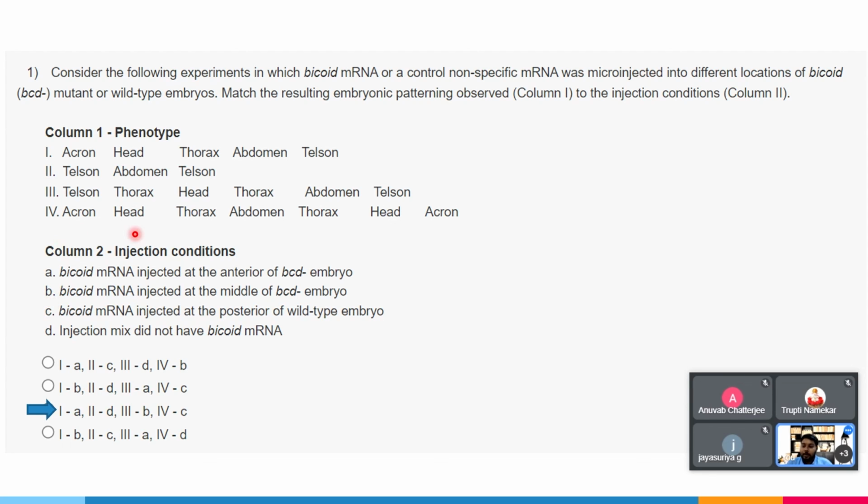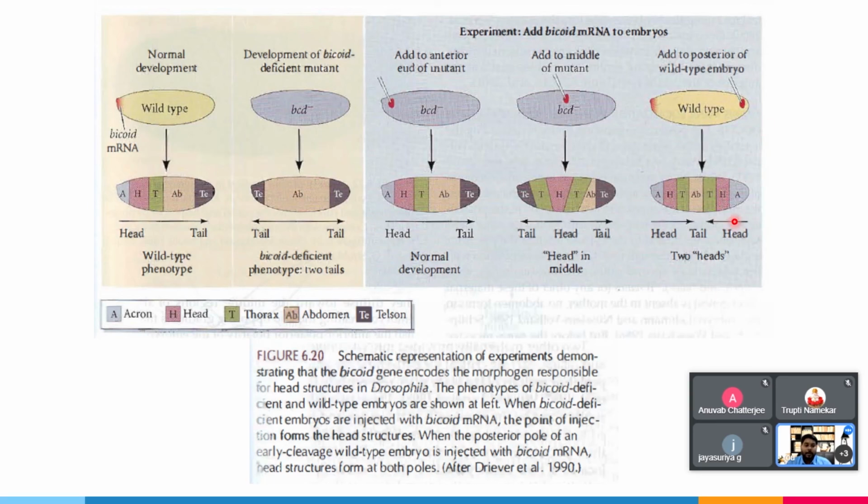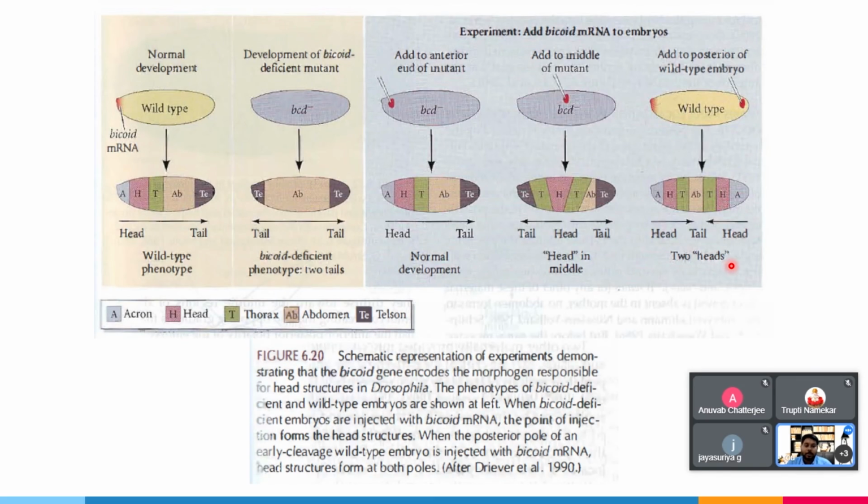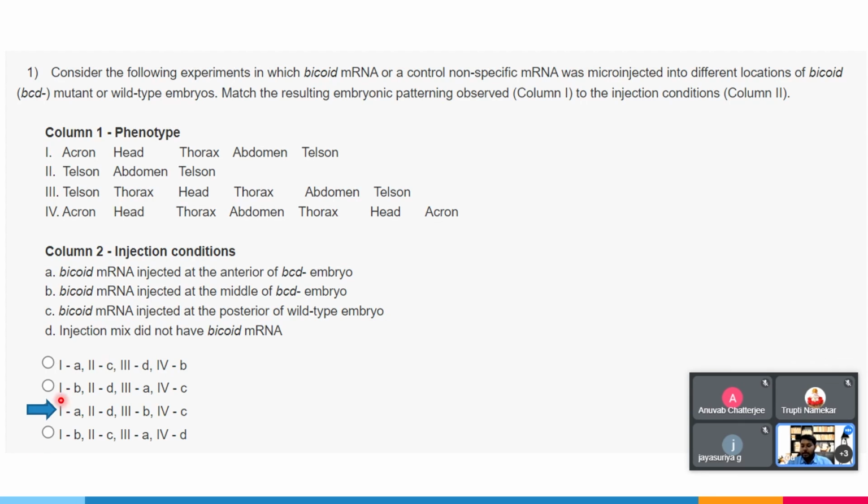And finally we have acron, head, thorax, abdomen, thorax, head, acron. So 2 head structures at the 2 ends with no tails, and abdomen in the middle. That is the final one, in which in wild type embryos, in the posterior part we have injected bicoid mRNA. So we have 2 head-like structures, 1 abdomen, no tail. So number 4 goes with C. Bicoid mRNA injected at the posterior end of wild type embryos. So the correct option that matches all of this is C: 1 goes with A, 2 with D, 3 with B, 4 with C.